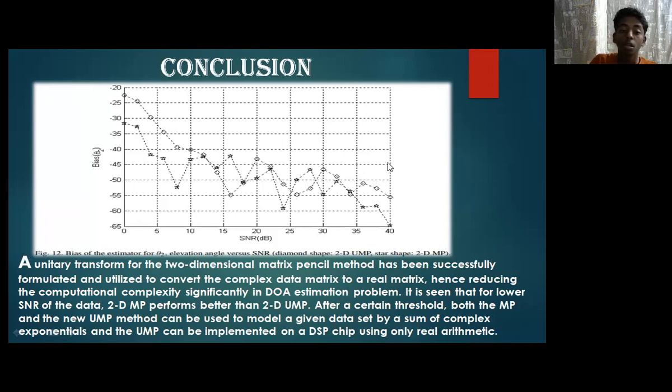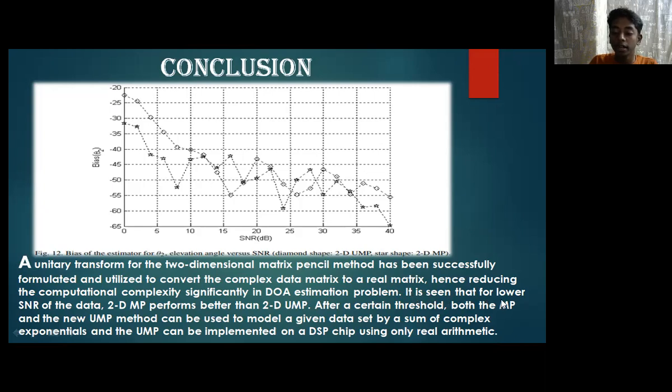This is how this graph shows the conversion of the complex data matrix into a real and simple matrix. This is how the graph represents it. Hence, reducing the computational complexity. This is how the graph shows the reduction of complexity and computational complexity significantly in the DOA estimation problem.